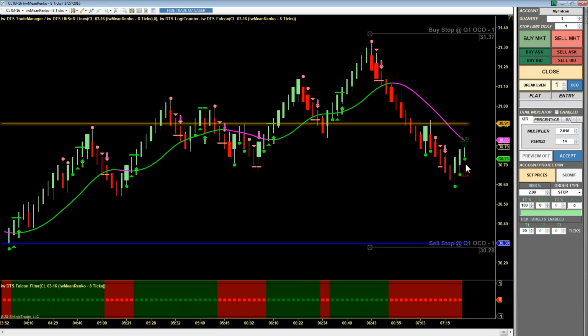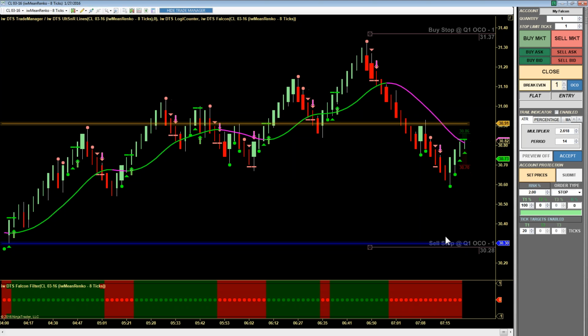All right, so not quite the range I was looking for, but it may have to do. If we can't get any closer to 31, I think I'll leave my entry down here below the primary support.